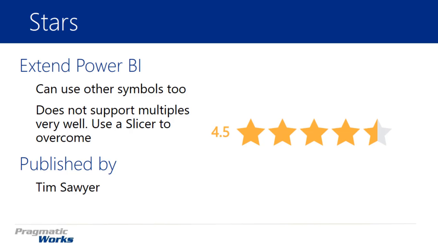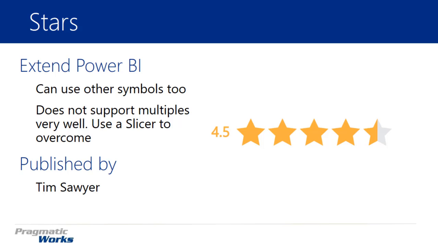Now, the stars visual is a nice way to show a rating system, if you'd like. It also has several other symbols that you can use. For instance, you can not only use the star, you can also use a dollar sign, a heart, thumbs up, smiley, calendar, or even an accessibility wheelchair if you wanted to. So there are multiple different types of rating symbols that you can use when you're using the stars visual.